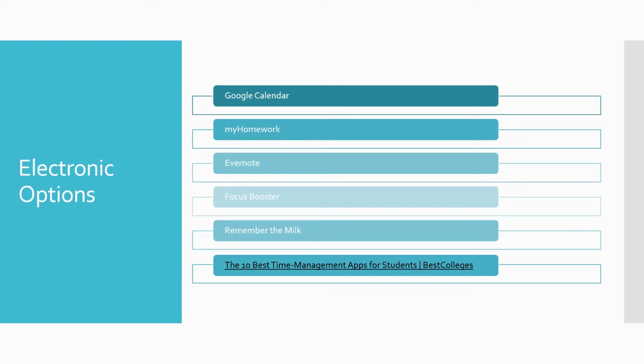Here are some examples of electronic options if that works better for you. If you click on the link at the bottom, it will bring you to a page and it describes each of these apps and tells a little bit more about them. Most of the apps are similar to the paper option. You're going to fill in your classes, assignments, and when they're due, and most of these apps will send you reminders and prioritize your assignments for you.